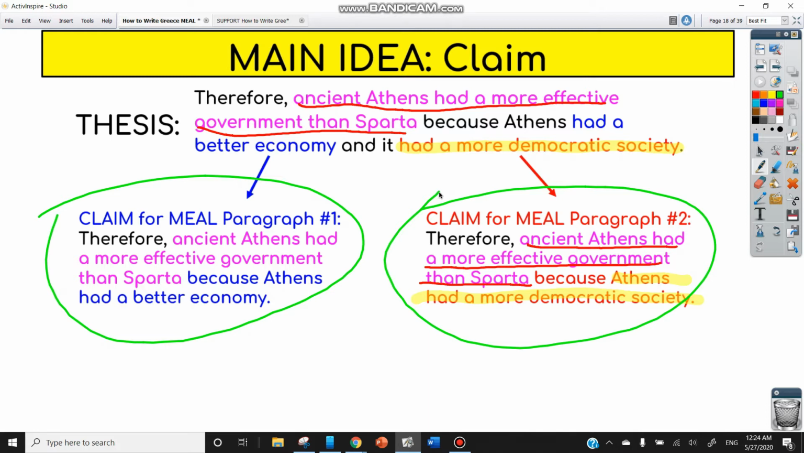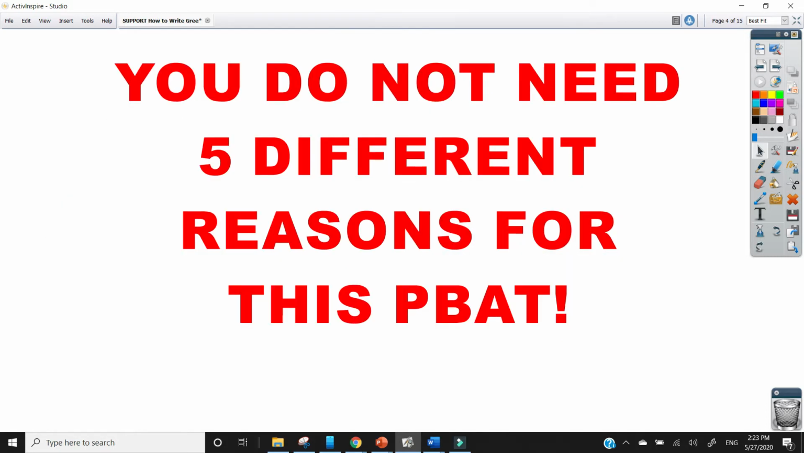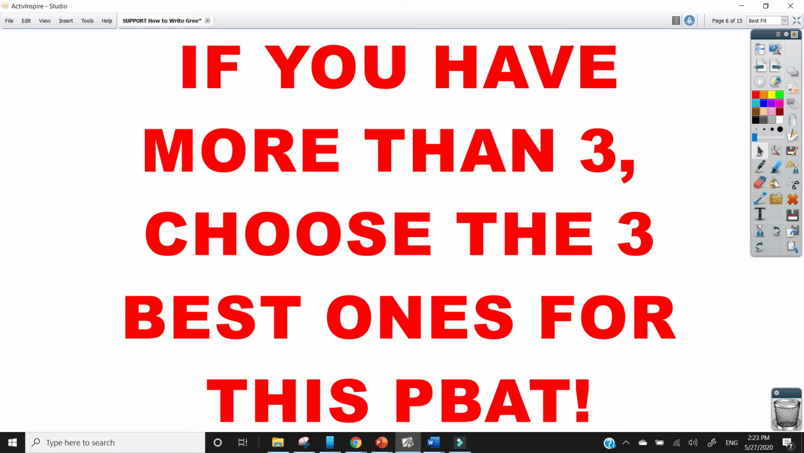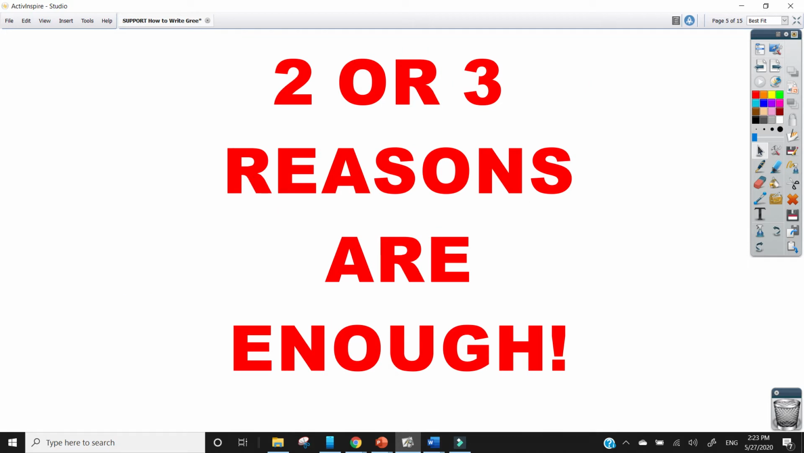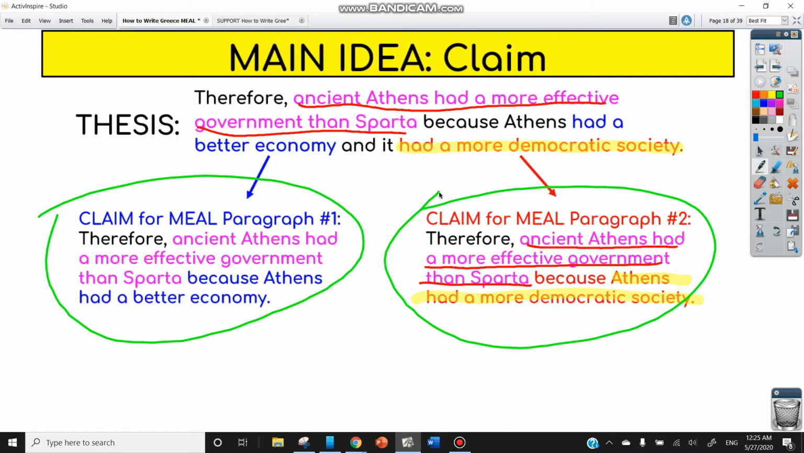If you wrote your thesis and you have, for example, 5 different reasons, well, I am not asking you to write 5 different meal paragraphs. So I would suggest choosing the strongest of those reasons, maybe the 3 strongest, and focusing on those reasons in your meal paragraphs. So choose the 3 strongest, and then those will become the 3 meal paragraphs.